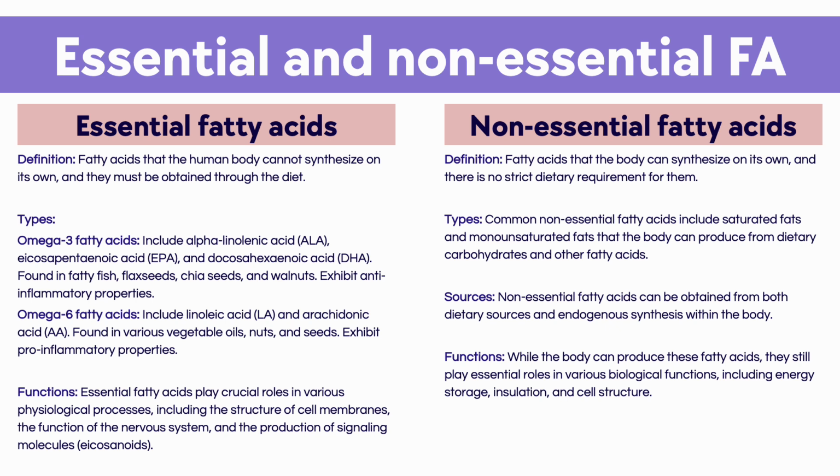Essential fatty acids play critical roles in physiological processes, influencing cell membrane structure, nervous system function, and the production of signaling molecules, eicosanoids. Non-essential fatty acids, in contrast, are synthesized by the body, and there is no strict dietary requirement for them. Common non-essential fatty acids, like saturated fats and monounsaturated fats, can be produced from dietary carbohydrates and other fatty acids. These fatty acids, although internally generated, still serve essential functions in biological processes such as energy storage, insulation, and cell structure. They can be obtained from both dietary sources and endogenous synthesis within the body.